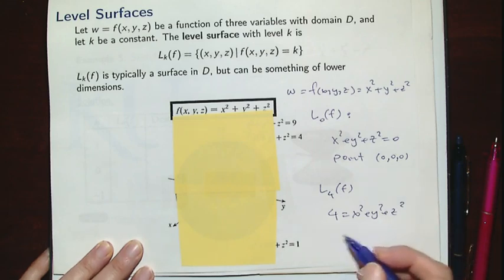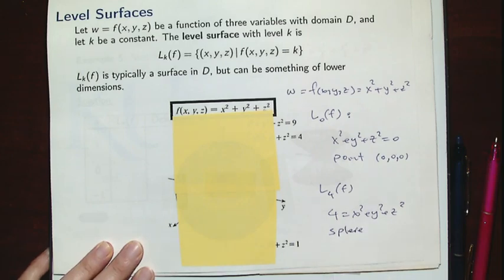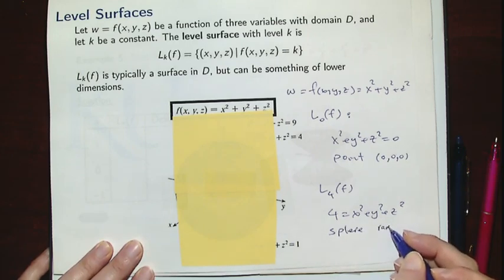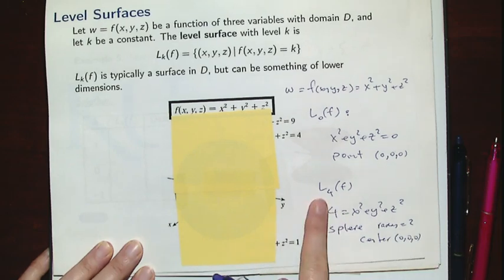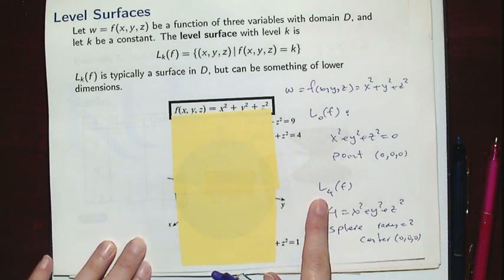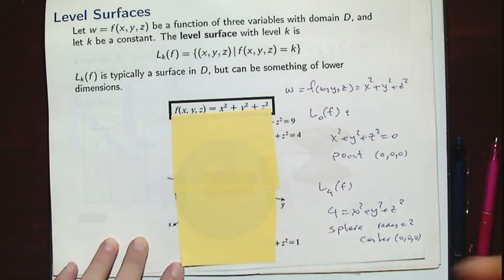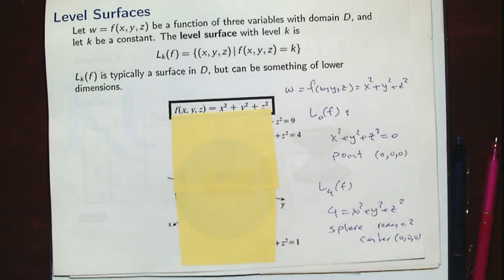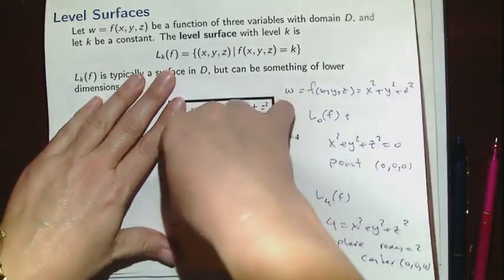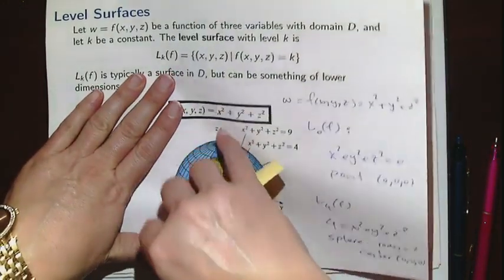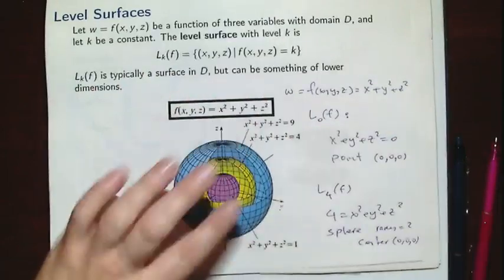So what do I get? I get a sphere. What is the radius of the sphere? Radius 2. What is the center? 0, 0, 0. Can I find L negative? No. But if I set bigger and bigger k, does the sphere get bigger or smaller? Bigger, right? And that's the picture.